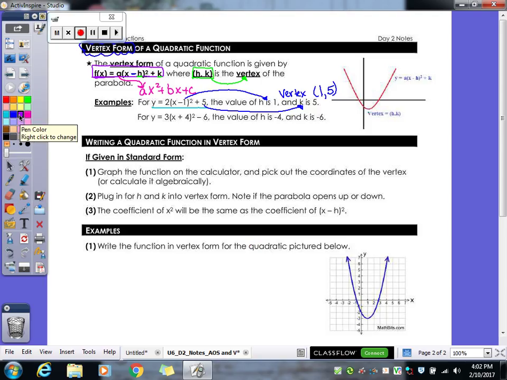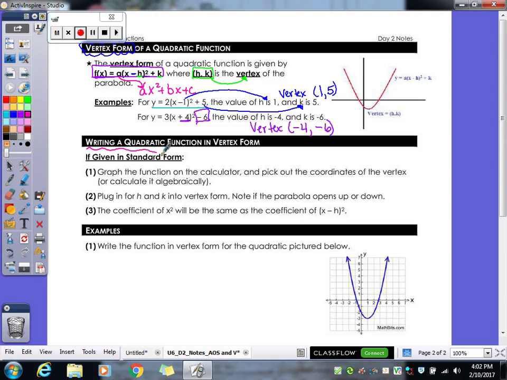So if we look at the next one, to be able to find our vertex, again, change the sign from when you take it out of the parentheses. So that would become negative 4. And then when you're not in the parentheses, that stays the way it is. So negative 4, negative 6 becomes your vertex for that one. So again, vertex form allows us to see that quickly.